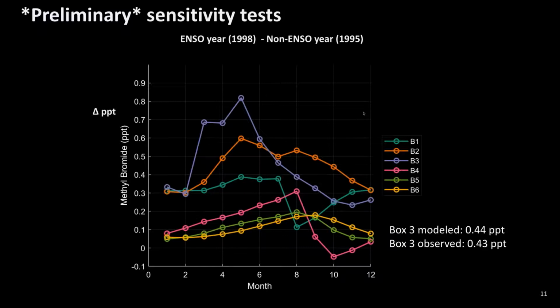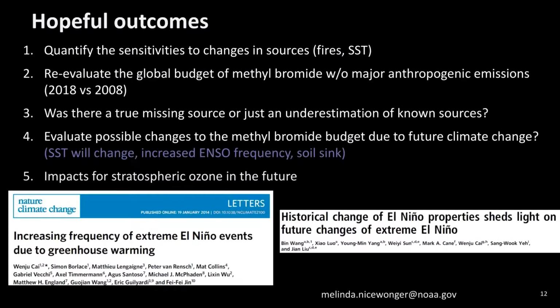So I just want to wrap up with some hopeful outcomes. And I'm not going to go through all of these just so there could be time for questions. But I think there's a lot of promising work that we can do with methyl bromide in terms of understanding how climate change is going to impact our budget of stratospheric ozone and all of the things that go with it. So thank you so much for listening, and I'm happy to take any questions.